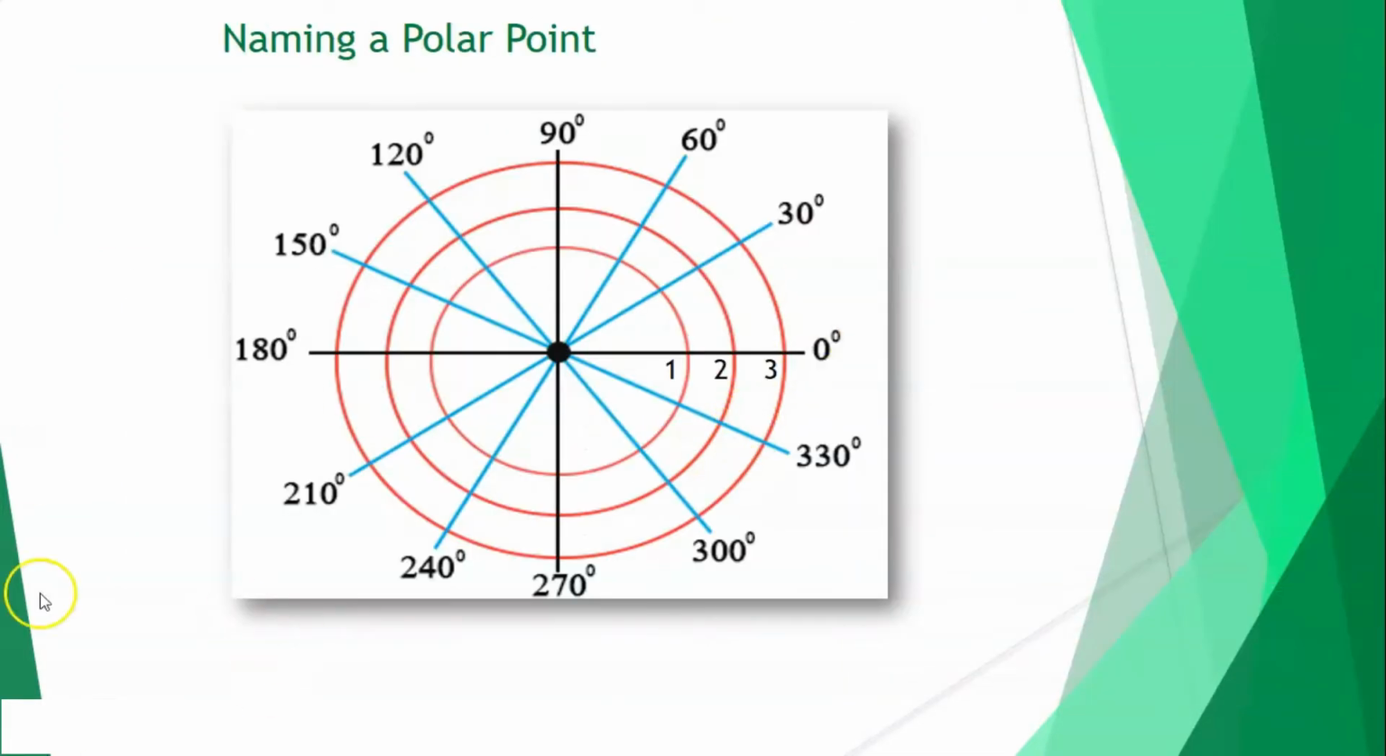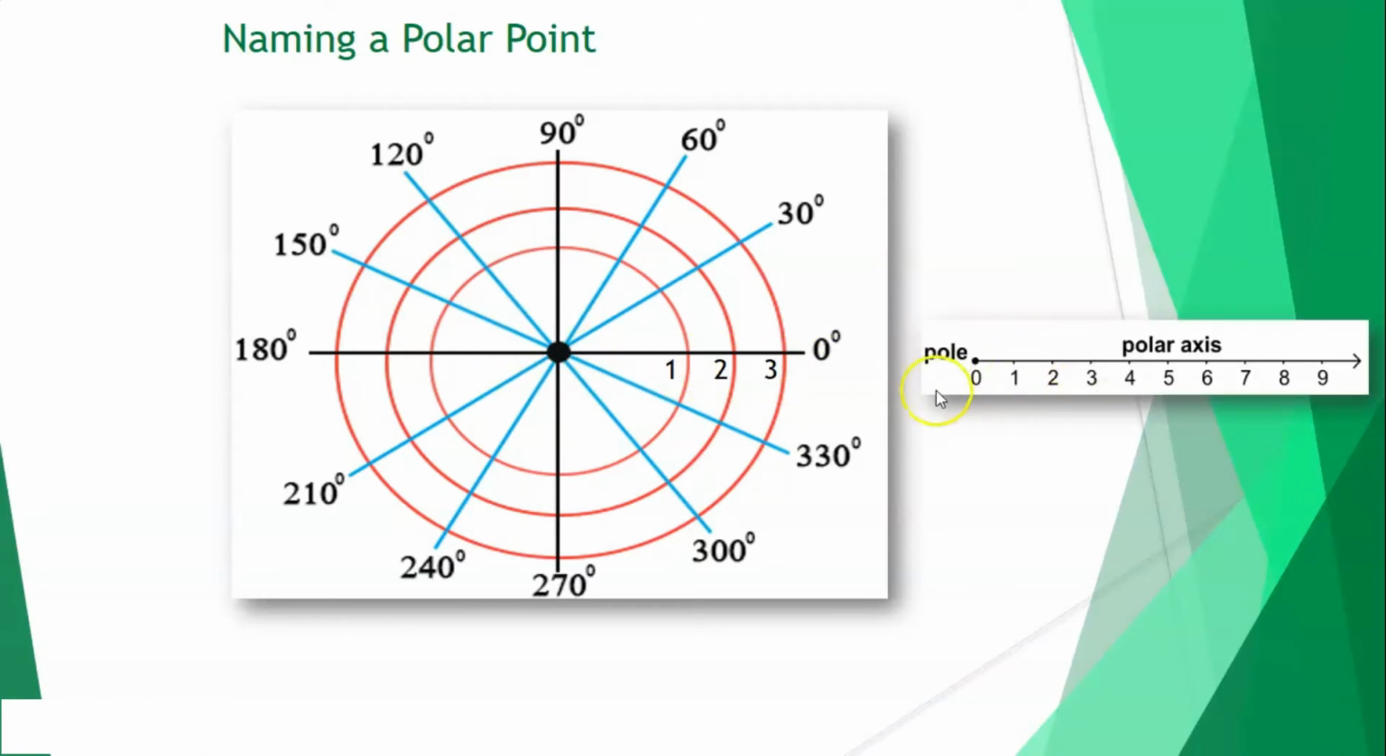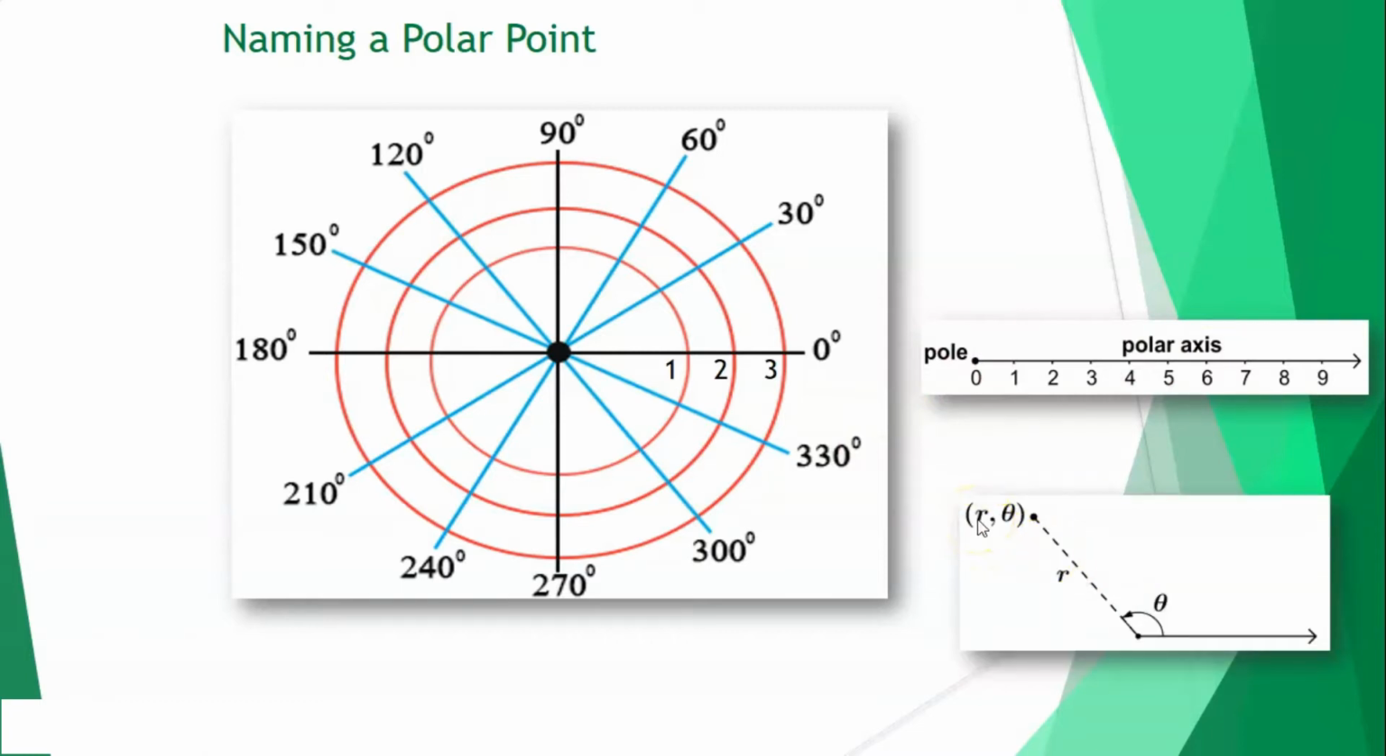Now, how do we name a polar point? In naming a polar point, it's very important that you have a polar grid. In this case, the point of origin here is considered the pole. Along this axis, this is the polar axis. In the polar axis, we can find different numbers, and these numbers represent the radius of a circle. Now take note, in naming a polar point, it should be r, the radius, and the angle theta, which is the angle location of the point.